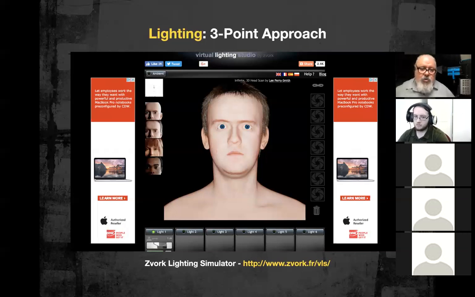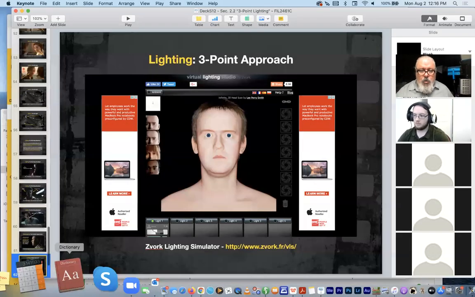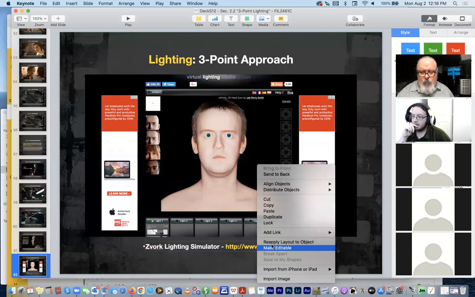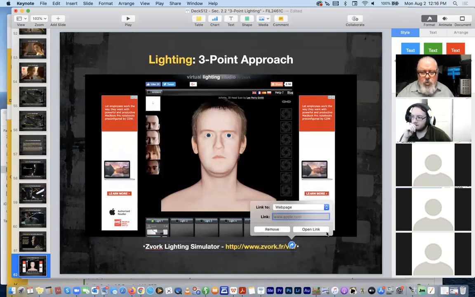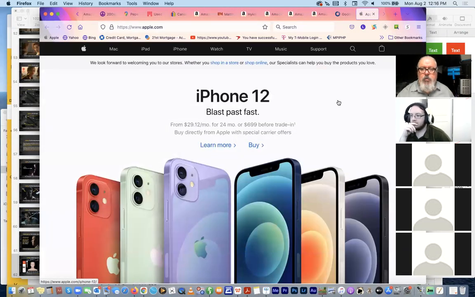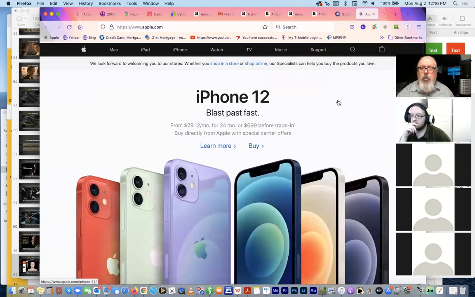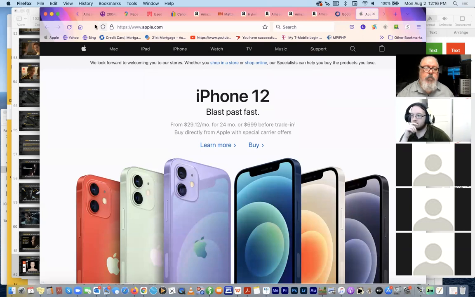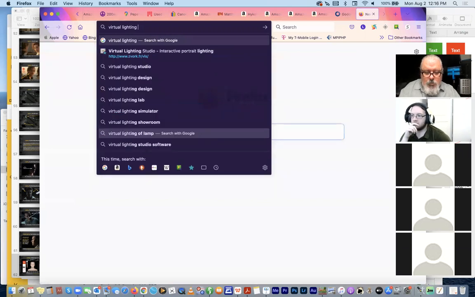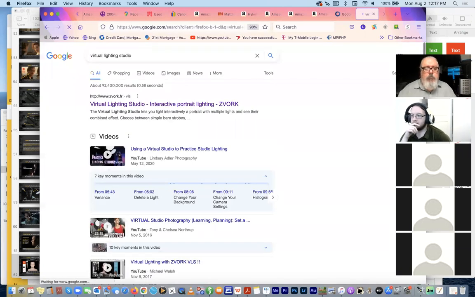But what this software is going to do for us is give us a virtual lighting studio that we can use as a learning tool. And I'm going to go to it. Web page. Open the link. And here it is. I think. What happened here? That's not good. Let's do this. Let's go to Virtual Lighting Studio. And there it is, zvork.fr.